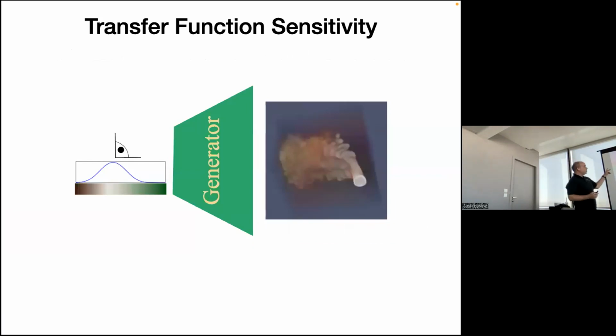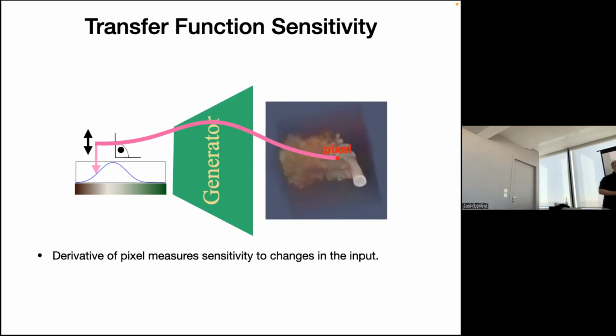The first is we can do a little bit of user guidance, and the way we do this is by a quantity we call transfer function sensitivity. The way this works is the following. I can take any pixel in the image and pull that pixel back through the generator, and ask: if I change the input, how does that output pixel change? I'm actually taking a derivative against the input parameter. So if I wiggle around the input space, I can ask how much that wiggles in the output space.